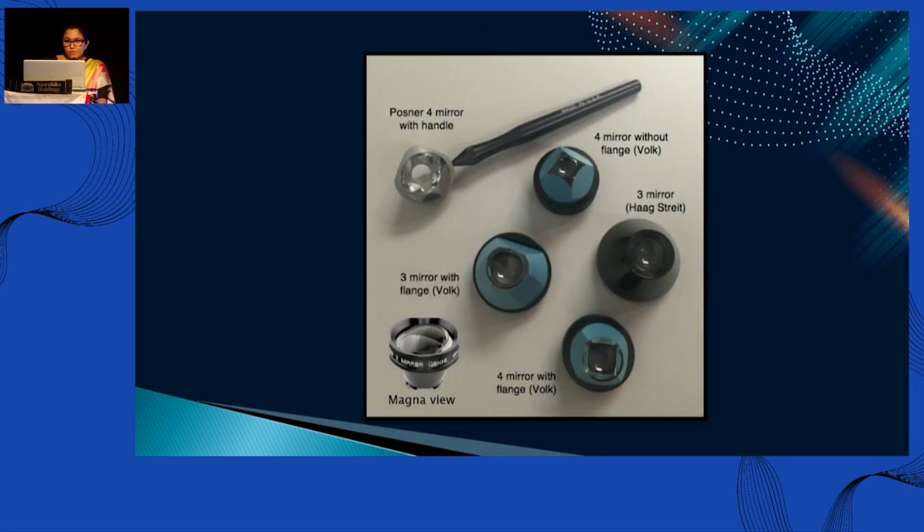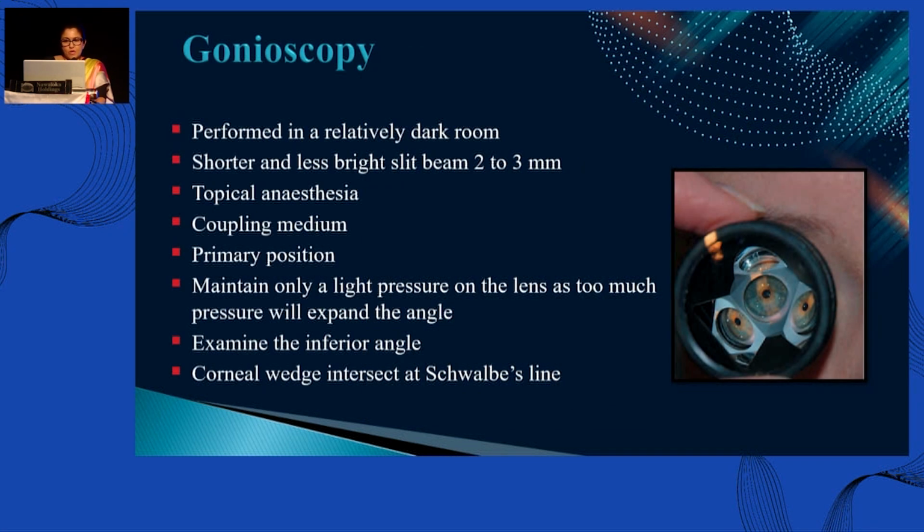These are the different types of gonio lenses available in our clinics. Gonioscopy should be performed in a relatively dark room using a shorter, less bright slit beam of about 2 to 3 millimeters under topical anesthesia. An eye should be examined in the primary position. One needs to maintain only a light pressure on the lens, as too much pressure will expand the angle. First, better to examine the inferior angle, as this is the widest.